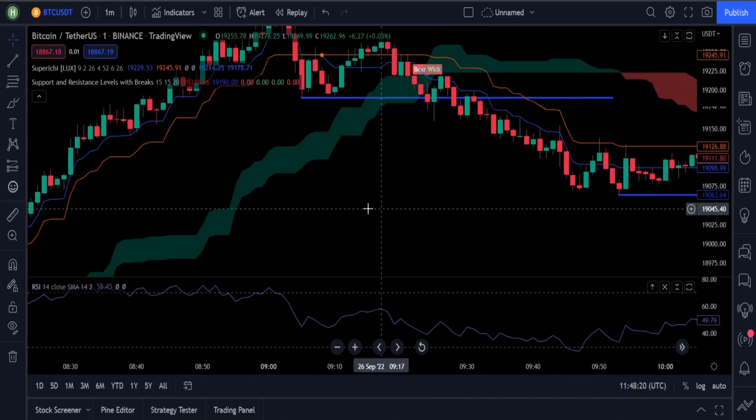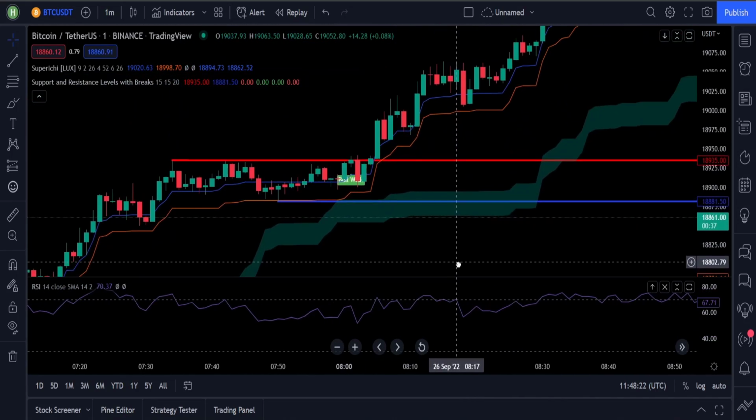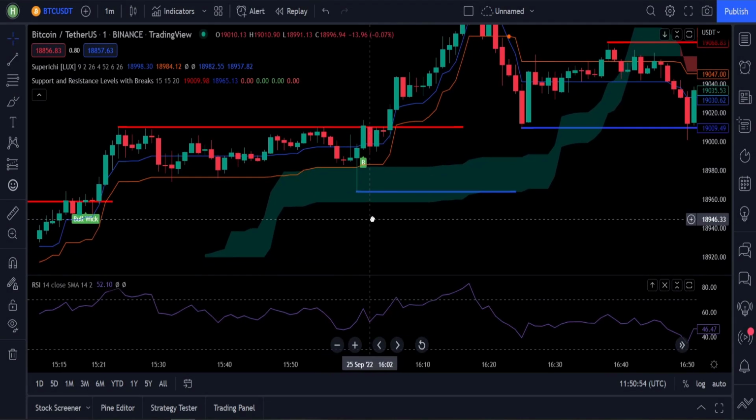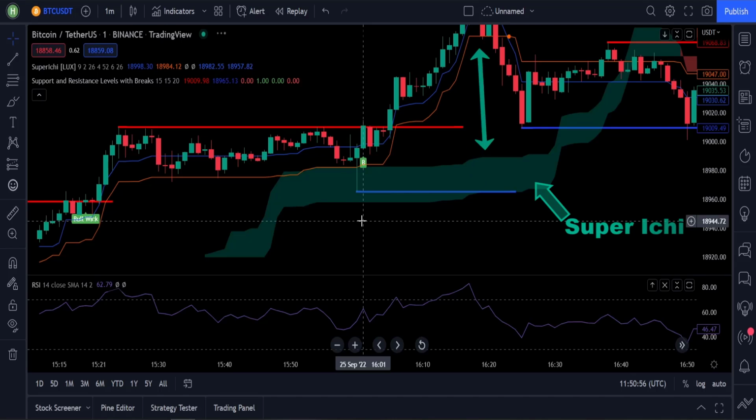Now let's understand the exact rules for this strategy. Let's start with the conditions for entering a buy trade. Number 1. The price action must be closed above the Super Ichi cloud, and the cloud must be green in color like it is here.